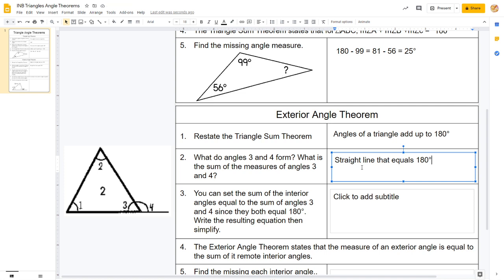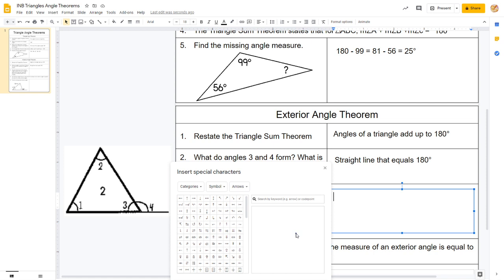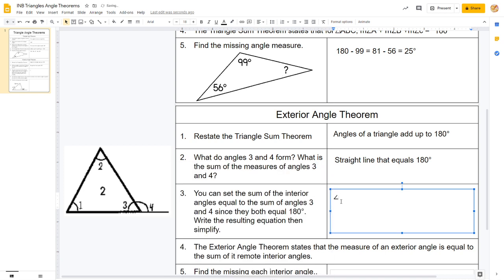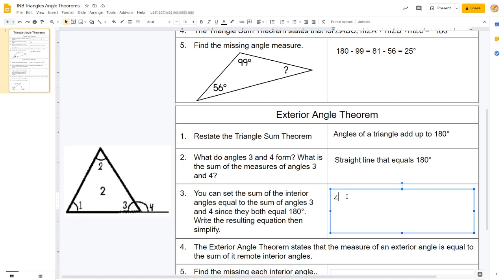Okay, number 3. You can set the sum of the interior angles equal to the sum of the angles 3 and 4 since both equal 180. Write the resulting equation, then simplify. So here, I'm going to go to Insert, go down to Special Characters, and I'm looking for a symbol that looks like this. Here it is right here, the angle one. So then I'm going to copy so I have it for the future.